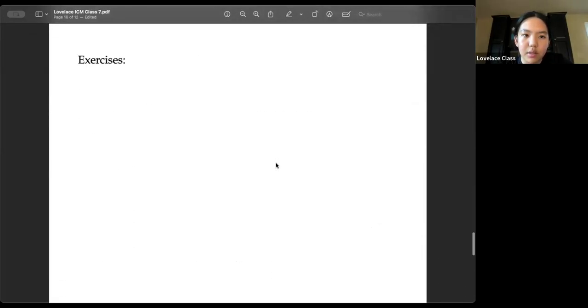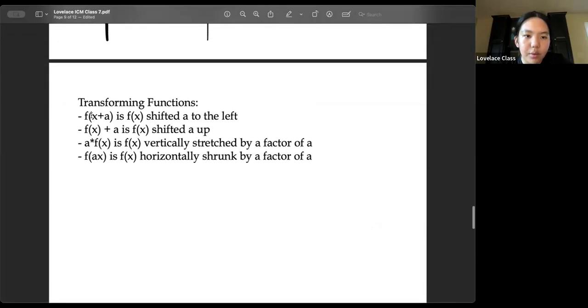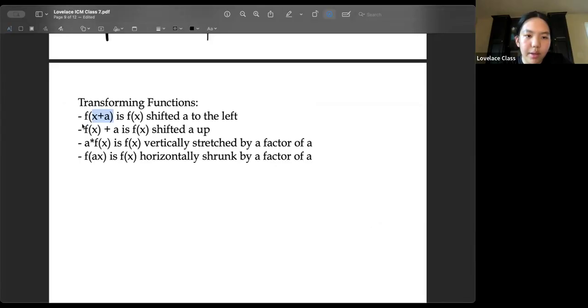So, transforming functions. I'm just going to go over this super quick. If we have f of x and we take the transformation f of x plus a, with x plus a inside, then this is equal to f of x shifted a to the left. If we add some constant a to f of x, then this is f of x shifted a units up. If we multiply it by some constant a, this is a vertical stretch.